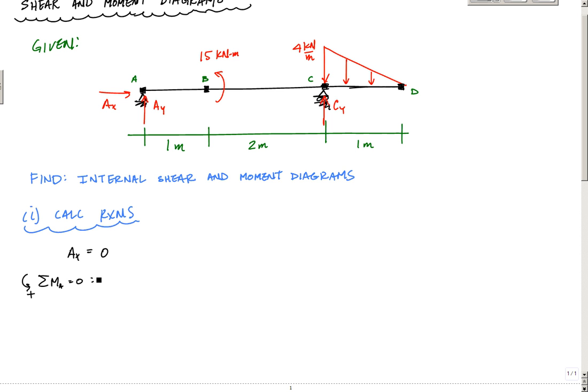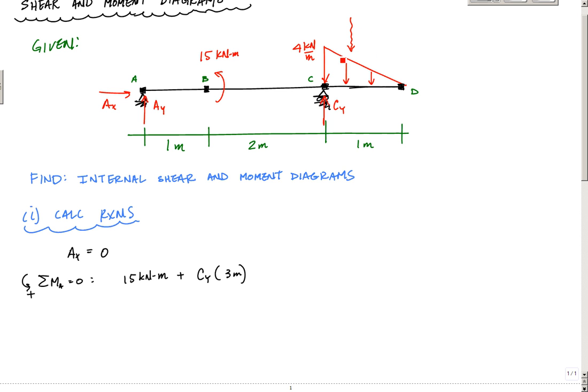The reason I take moments about point A is because it leaves me with one equation, one unknown. And in this case, I have this 15 kilonewton meters plus Cy times 3 meters, and then this linearly distributed load, which is a triangle, has a resultant here. The squiggly line is a resultant. It's not a replacement for the distributed load, but it's where the resultant would act.